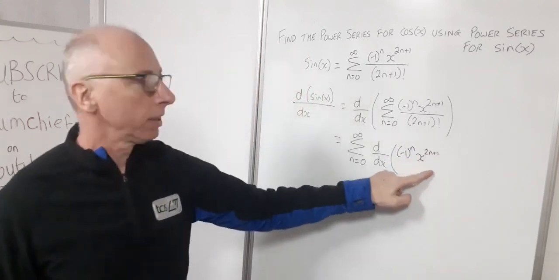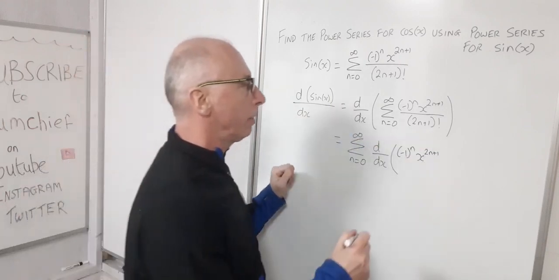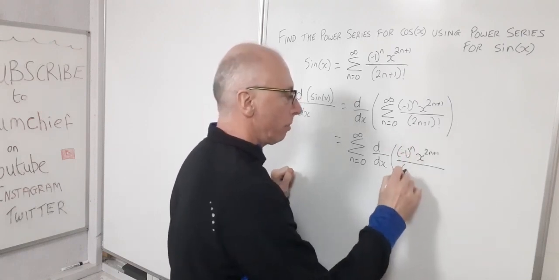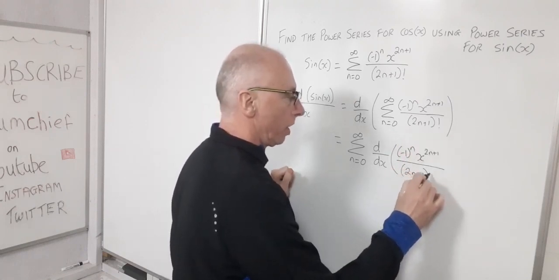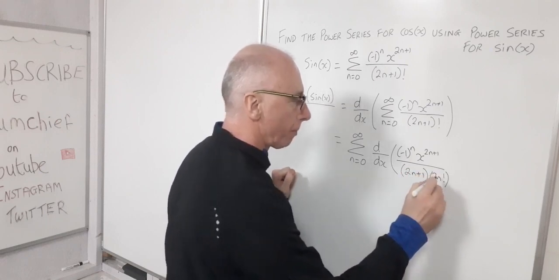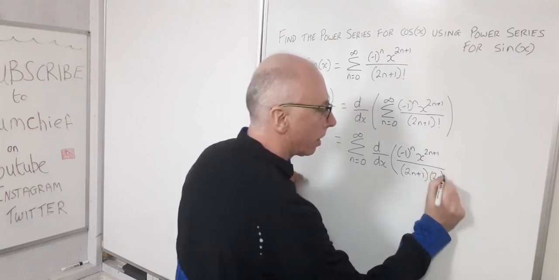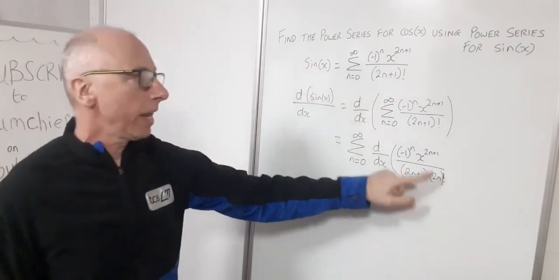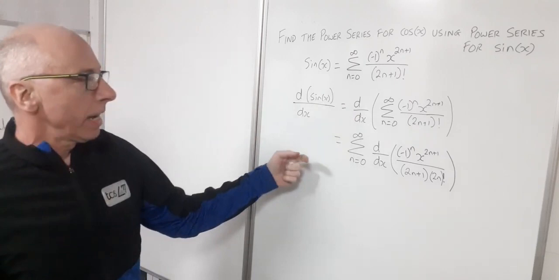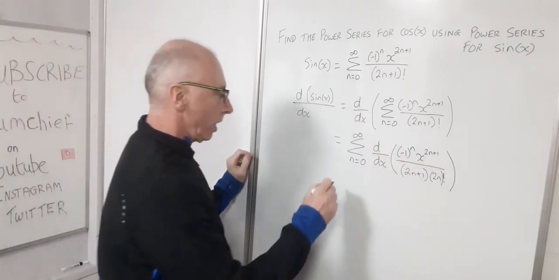Now I'm happy with that, but my denominator, 2n plus 1 factorial, I'm going to write a little differently. 2n plus 1 factorial is the same as having 2n plus 1 times 2n factorial. So the 2n factorial I would write like that, and that will give me that term there. Then close off my brackets. Now what I need to do is take the derivative with respect to x. So let's do that now.